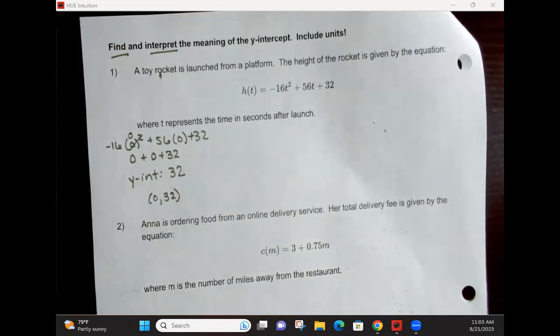0 is representing what? The what, sorry? The time, right? 0 seconds. Anytime we're looking at time as one of our variables and it's 0, it's okay to say at 0 seconds or initially or at the beginning. Any of those work. And then how about the 32? What's the 32 representing? I realize I didn't give you a unit label here, but it's representing the height, right? The height of our rocket.